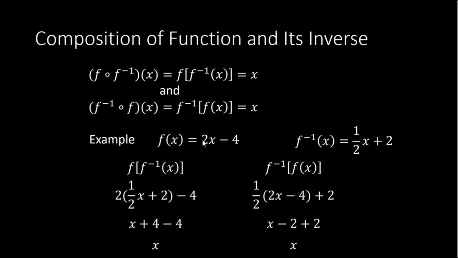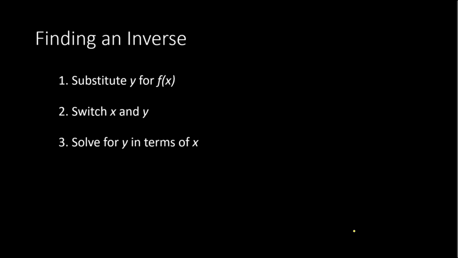Now in this example, we were given two functions, and we can determine if they are inverses or not. But how do you find an inverse of a function? Well, to find the inverse, we substitute y for f of x, because those are interchangeable, and then you switch x and y. When you switch x and y, you then solve for y in terms of x. And then at the end, in place of the y, you put in the inverse function notation.